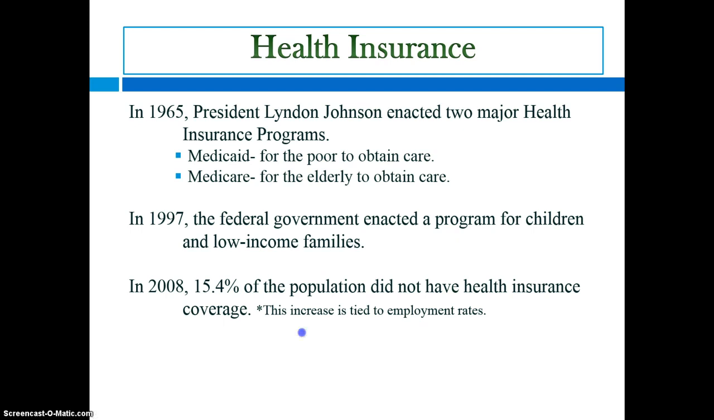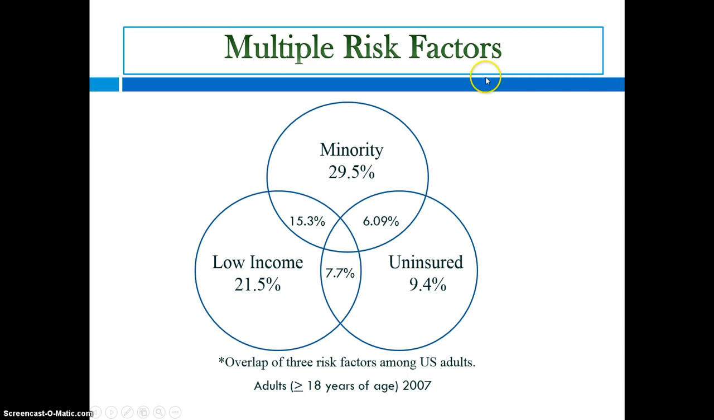Something else to consider is the fact that many of our individuals have multiple risk factors. If you take a look at these circles and how they interconnect, you'll see, for example, that out of the almost 30% of our population in the minority group, and out of the 21.5% who are in a low income group, 15% of them have both risk factors. You can look at these two risk factors together and the different percentages. So many of our population have not just one but multiple risk factors.